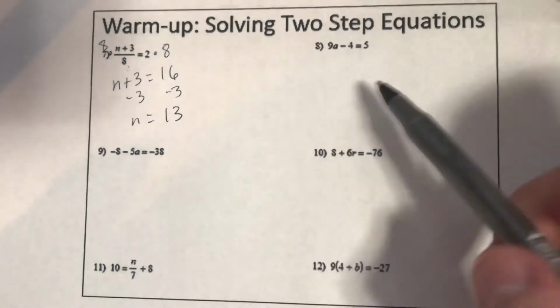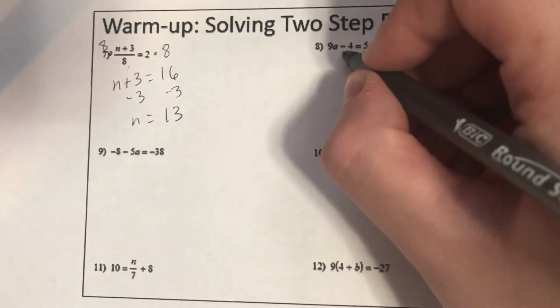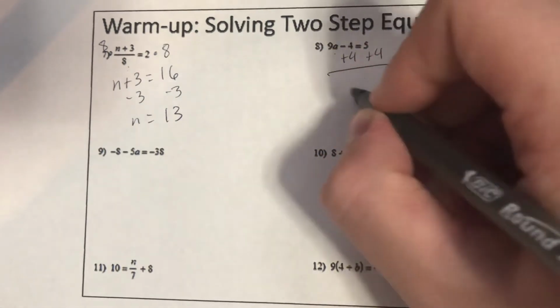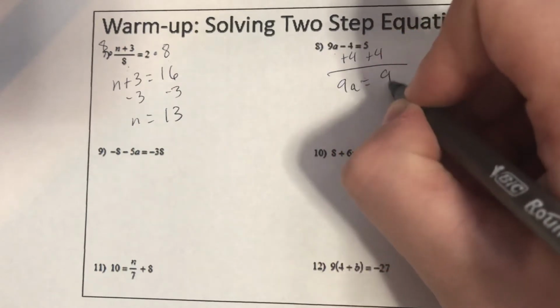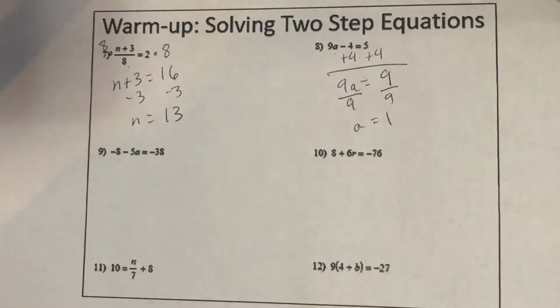Good job. All right, so this next one should have been super easy, hopefully. We're going to get a by itself, so we're going to use opposite operations, add 4. We get 9, divide by 9. A is equal to 1. So hopefully you got A is equal to 1.